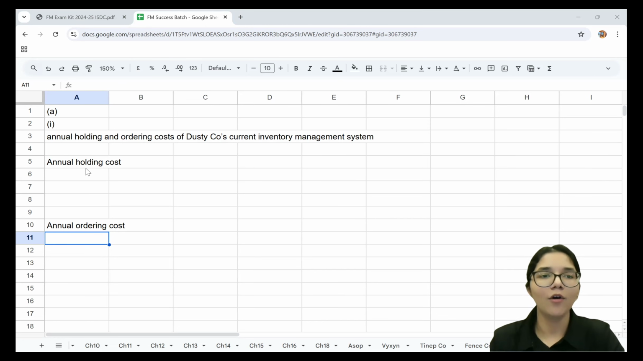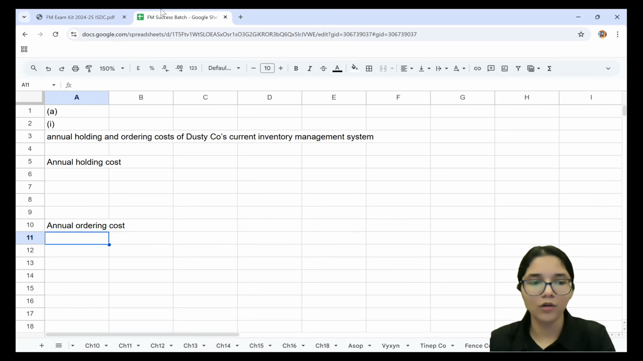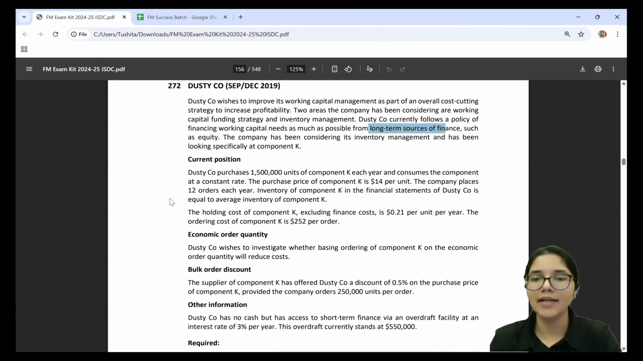So I know that my cost per order is directly given to me in the question as 252. Then I just need to find out the number of orders. Does the question tell you anything about the number of orders? Do you know how many orders they are placing? 12 orders, it is given to us.